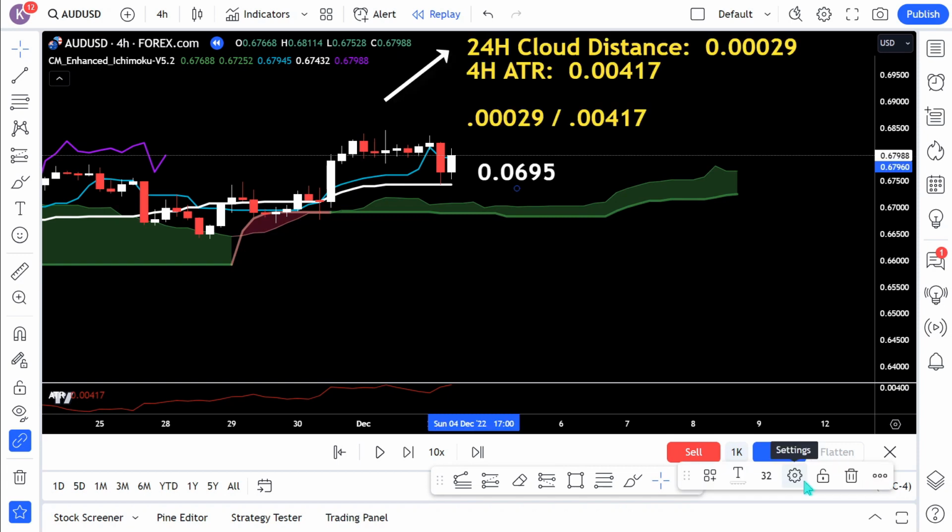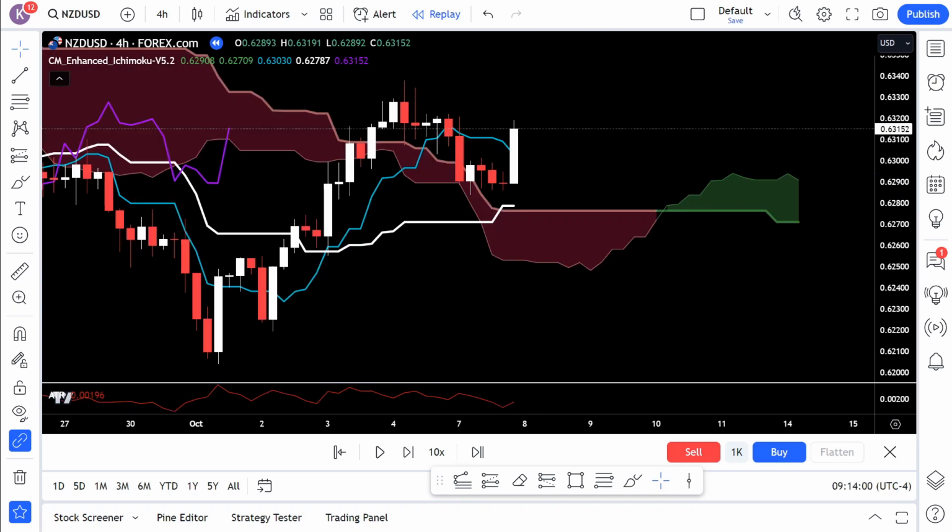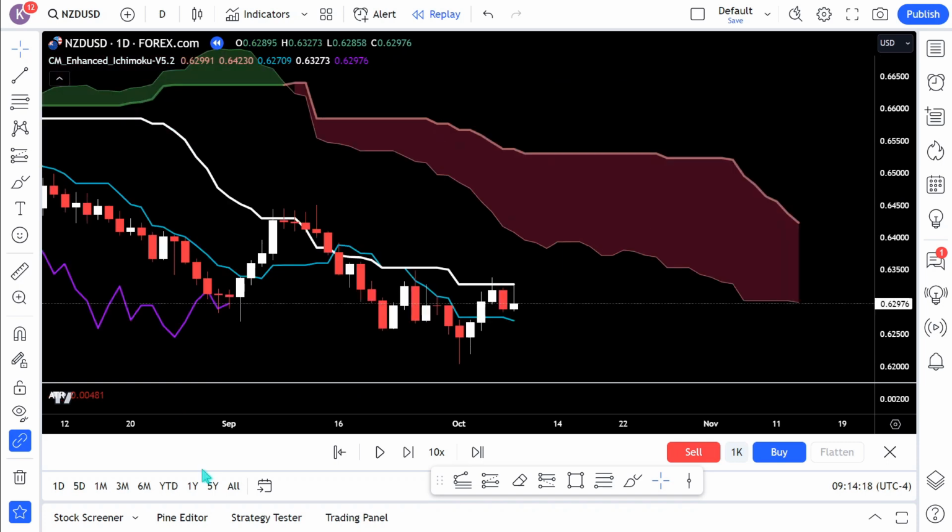When we do our ratio, the 24-hour cloud distance goes on top, the 4-hour ATR goes on the bottom, and we get an answer of 0.0695. When we run the numbers, we'll be able to determine if we want a big or small ratio. Here on NZD US dollar, we want to go long on the 4-hour. Looking at the daily, we see we have another opposite signal because the lagging span is below the cloud.